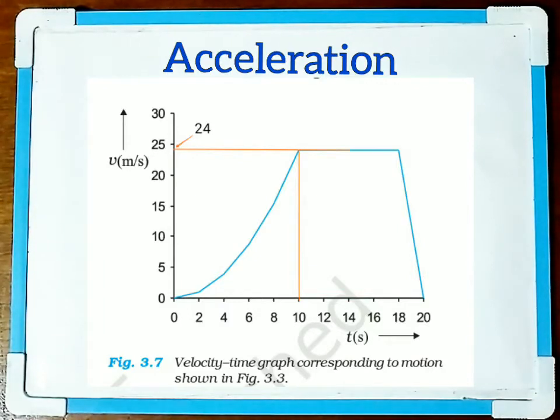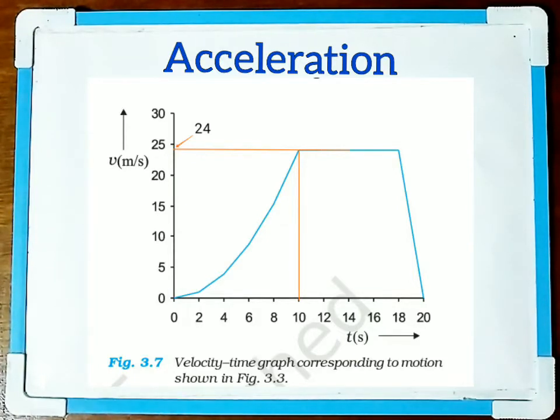So in this graph, we see that the velocity is not always constant. It may remain constant for a certain time, that is from 10 to 18. Then in the other time intervals, from 0 to 10 and from 18 to 20, the velocity changes. From 0 to 10 seconds, you can see that the velocity increases non-uniformly, since it is a curve. And from 18 to 20, the velocity of the car decreases uniformly, since it is a straight line.